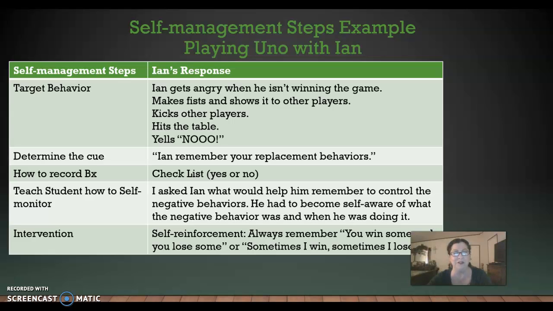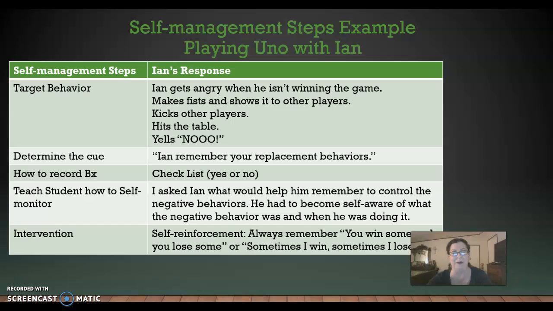We had to determine a cue. For Ian, it was, Ian, remember your replacement behaviors. And he knew exactly what I was talking about anytime I said that to him. Now, we didn't at the time teach him how to record his own behaviors, but we will do that now. Looking back, I should have made maybe a checklist for him to keep track of when he was doing any of those target behaviors, with a yes, I did it, or with a no, I was able to replace it. And we also have to teach students how to self-monitor.